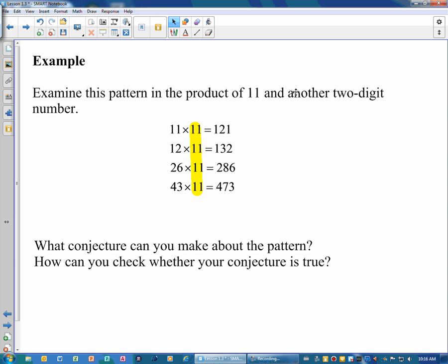And then what happens is we are multiplying 11 by another two-digit number. So started with 11 times 11. 12 times 11, jump to 26, and up to 43. So let's look at the pattern that we can see. You can see here that when we multiplied 11 by 11, okay, the 11s in the two-digit number ended up being the first and the last number here, okay?